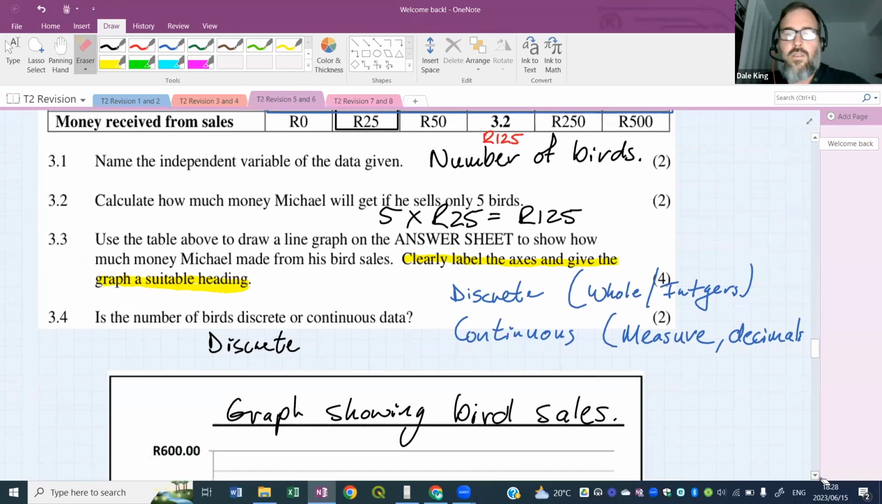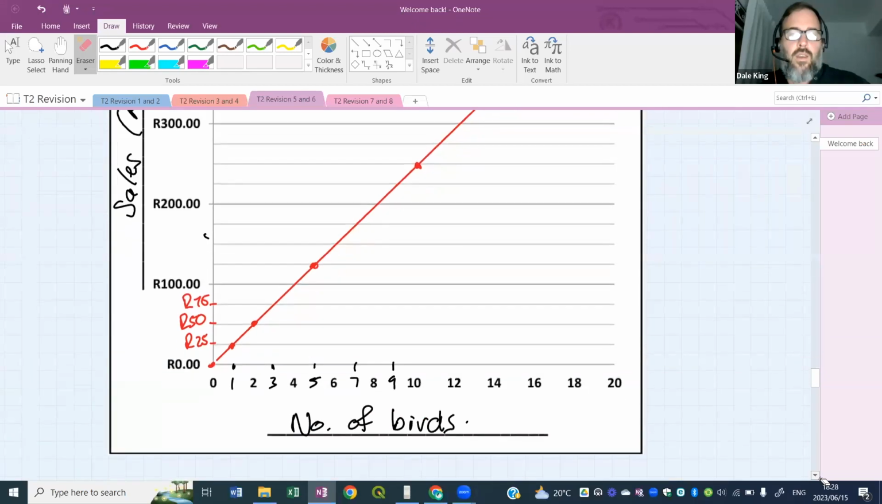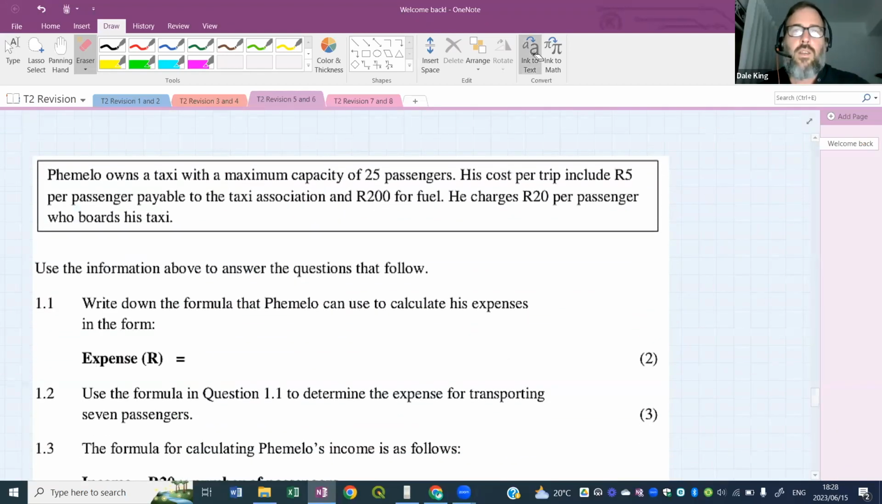All right. Let's move on to our next contextual question. Let's have a look. So we have a new scenario here. It says, Pamela owns a taxi with a maximum capacity of 25 passengers. His cost per trip includes 5 Rand per passenger payable to the taxi association, and he's paying 200 for fuel. He charges 20 Rand per passenger who boards his taxi. All right. So first of all, cost and charge.